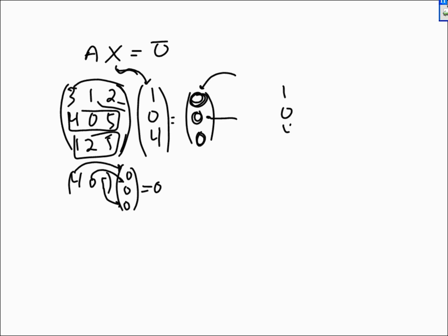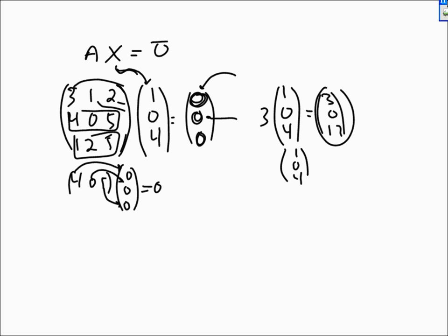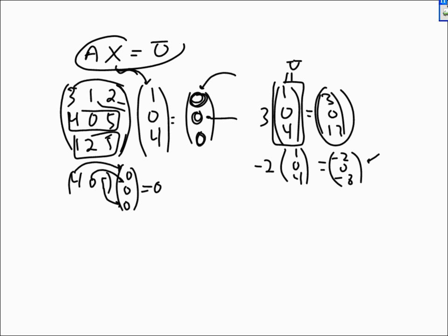1, 0, 4 is a solution. Multiply it by 3, and that's another solution. Multiply 1, 0, 4 by negative 2, and you get negative 2, 0, negative 8. That's another solution. You can generate many, many solutions by that last theorem that we proved. We proved that if U is a solution to a homogeneous system of equations, then 3 times U is a solution.